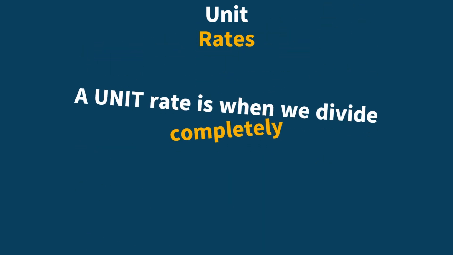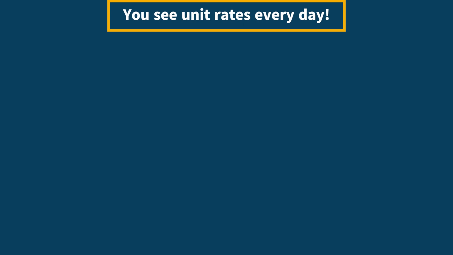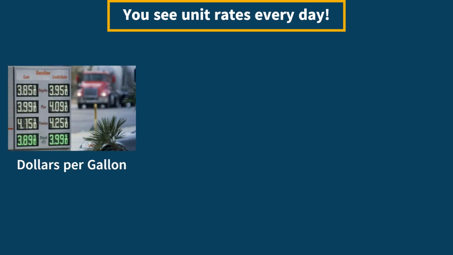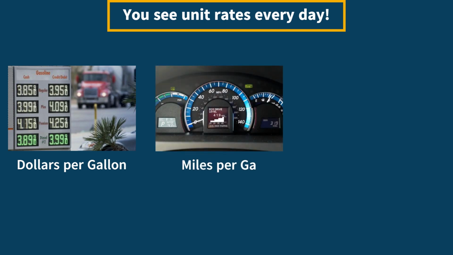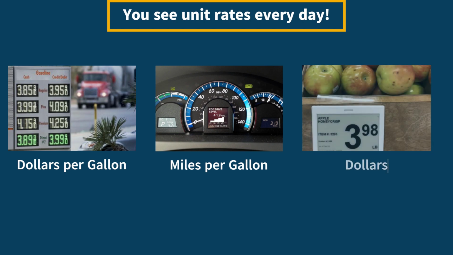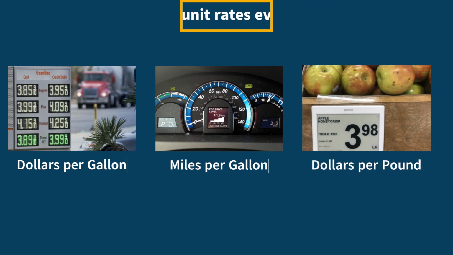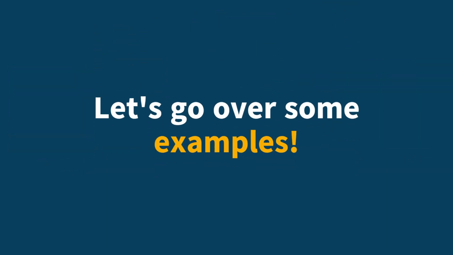Let's go over unit rates. A unit rate is when we divide completely. You see unit rates every day. Here are 3 examples. At the gas station, where we pay per gallon. In our car, where we measure the car's efficiency in miles per gallon. And at the grocery store, where we buy produce on a per pound basis. Let's go over some examples.